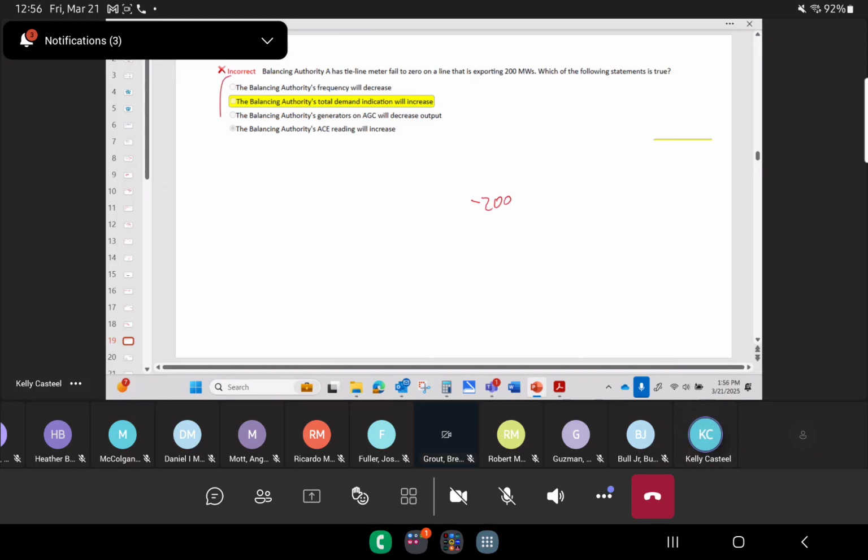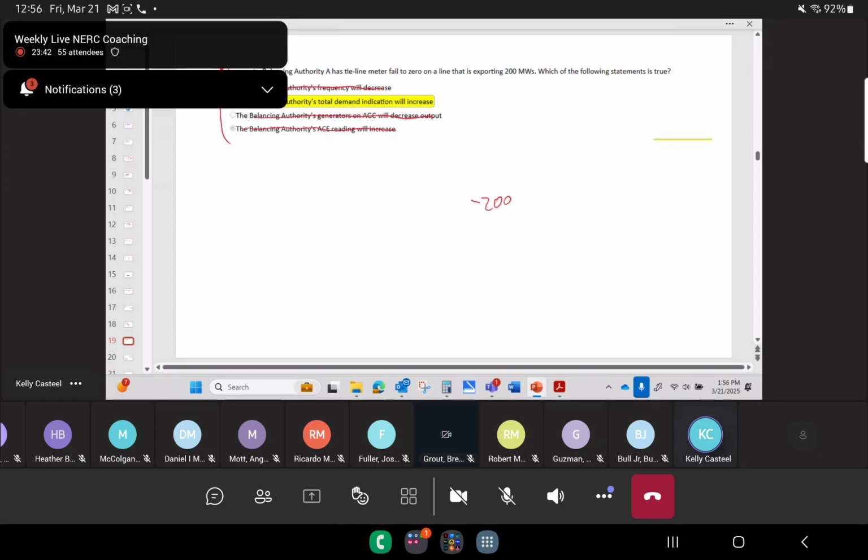So the answer options are a little different here. Okay, we'll scratch through the frequency one, so that the ACE is going to go negative. If it goes negative, your generators are not going to decrease output, they're actually going to increase, which leaves that one as the correct answer.